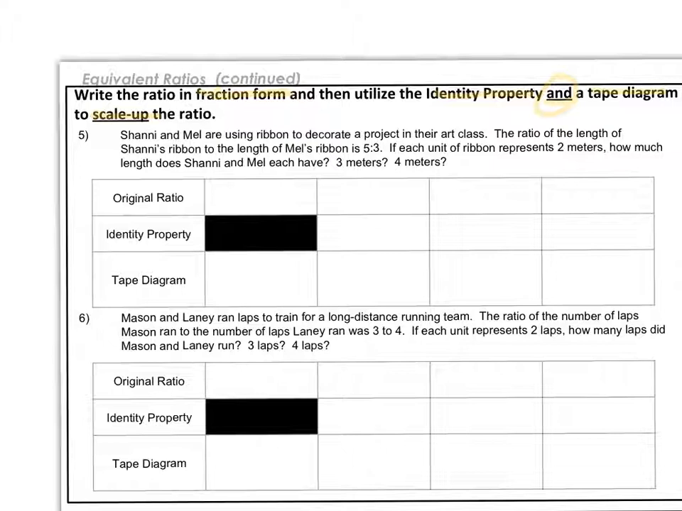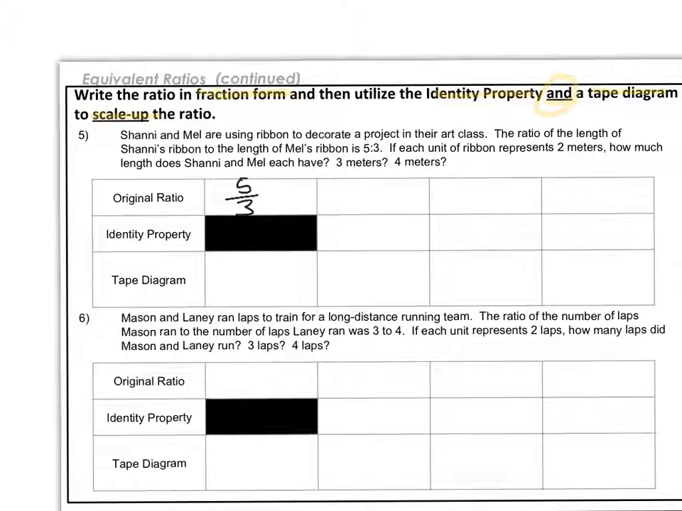Shani and Mel are using ribbon to decorate a project in their art class. The ratio of the length of Shani's ribbon to the length of Mel's ribbon is 5 to 3, and they wrote that ratio using a colon. If each unit of ribbon represents 2 meters, how much length does Shani and Mel each have? How about with 3 meters? How about 4 meters? Well, we're first going to write the ratio, and the ratio for this problem is 5 to 3, and we're going to write it in the form of a fraction. So we're going to put 5 over 3.